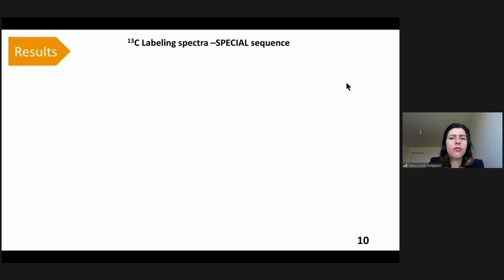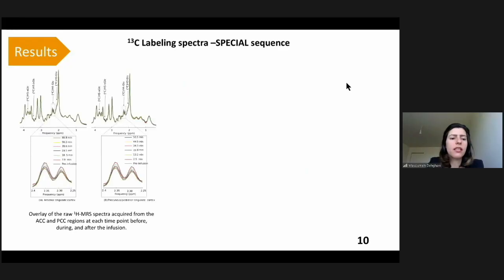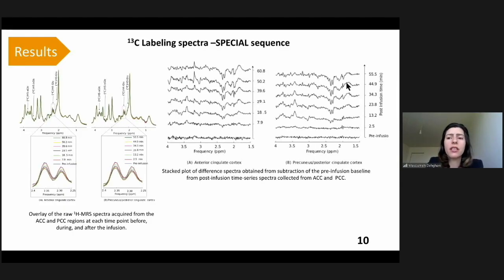Here is the result for the special sequence. You can see on the left side the overlay of the proton spectra acquired from both voxels at each time point before, during, and after infusion. And when we subtract these spectra from the baseline spectra, we have this labeling difference spectra.